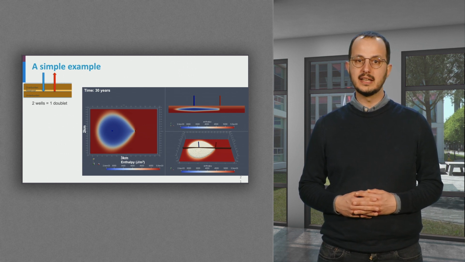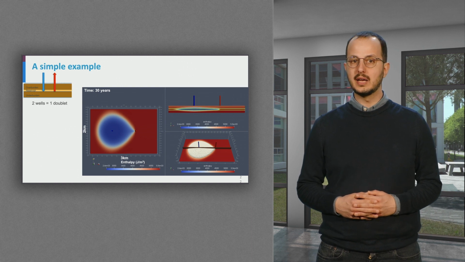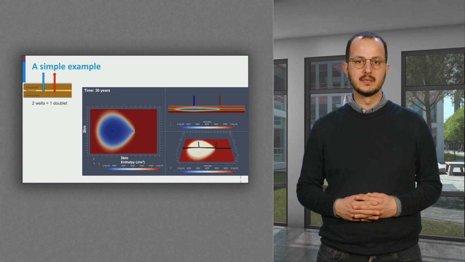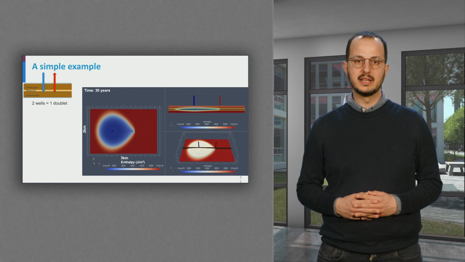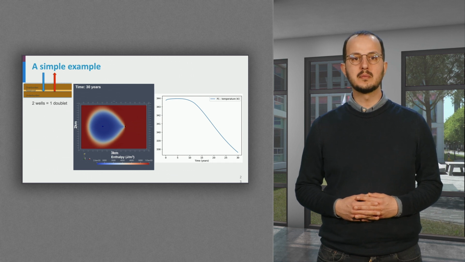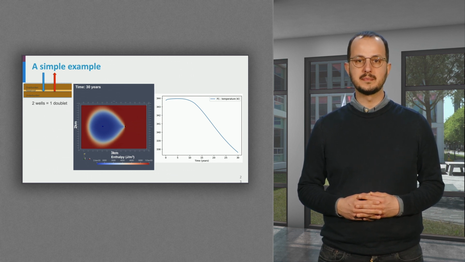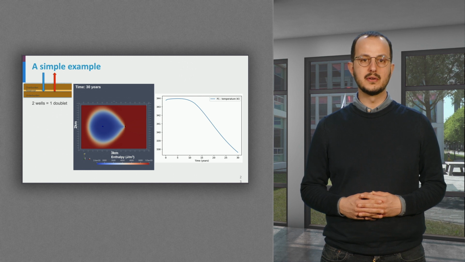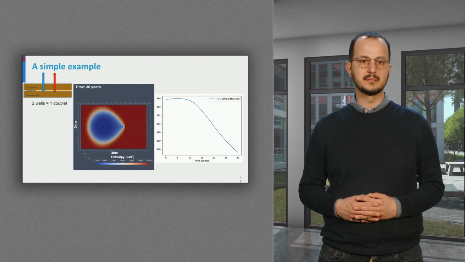Notice how the confining layers are also affected, outlined by the lime-colored lines. Heat flows from the confining layers towards the reservoir via conduction. The production temperature confirms the temperature drop after about 15 years. The drop continues until year 30 when we stop the simulation.